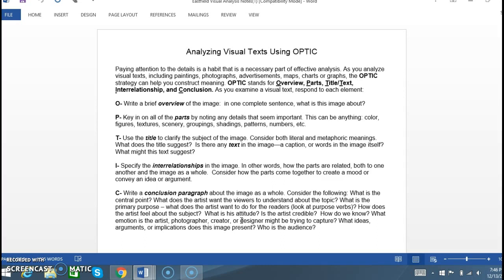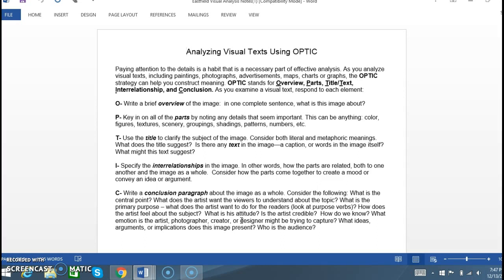Some of the questions that you would try to answer is, what's the point? What is the point of the image? What does the artist want the viewers to understand about the topic? What is the primary purpose? And again, these are critical questions that you need to answer in an analysis.